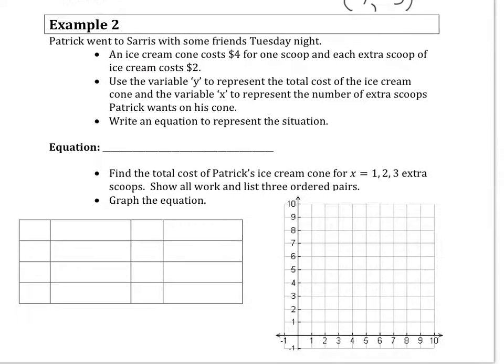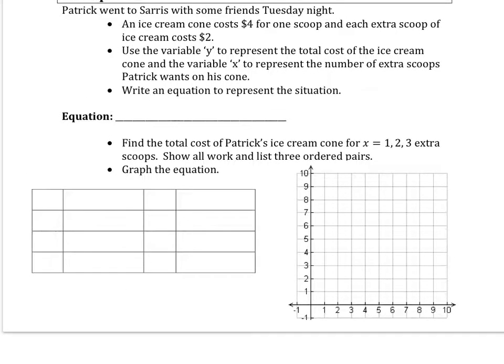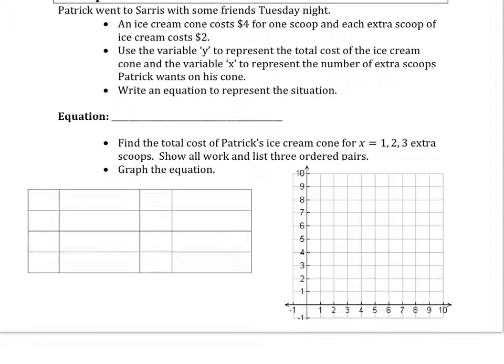Next example, this one's a big one. We're going to be talking about multiple things. We're going to write an equation. We are going to find ordered pairs that work in the equation, and we're going to graph. So there's a lot that's going on here. But it's an easy problem, and we're talking about ice cream, so it's fun.